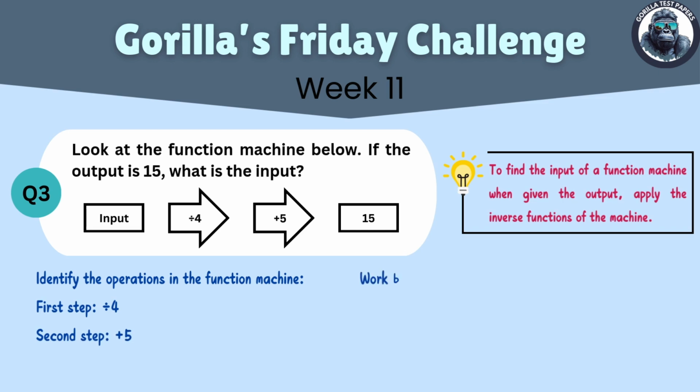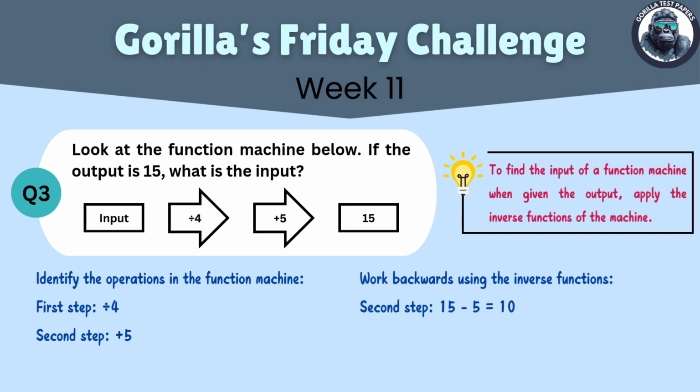Since we are trying to find the input, we need to work backwards using the inverse functions. So let's start with the second operation, which is adding 5. To reverse that, we need to subtract 5 from the output. So we do 15 minus 5, which gives us 10.